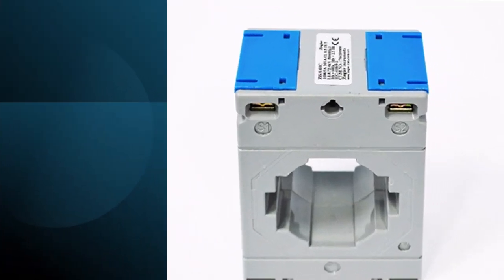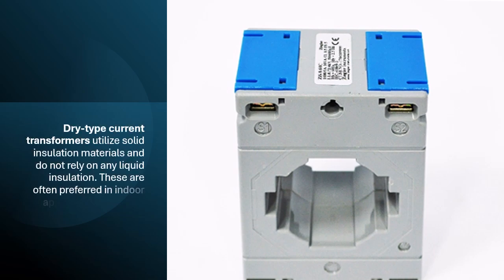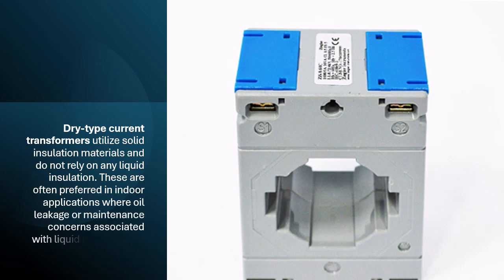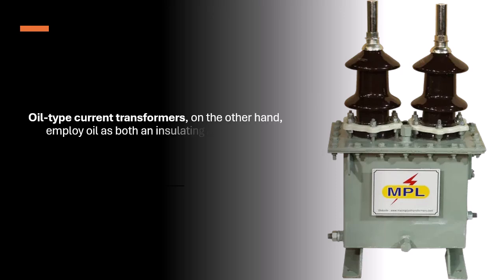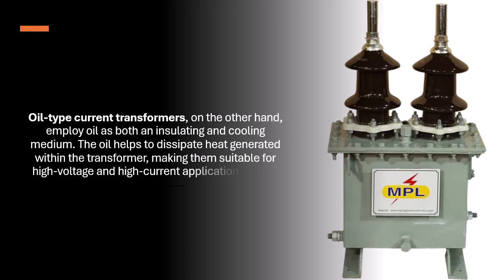Dry-type current transformers utilize solid insulation materials and do not rely on any liquid insulation. These are often preferred in indoor applications where oil leakage or maintenance concerns associated with liquid insulation are undesirable. Oil-type current transformers, on the other hand, employ oil as both an insulating and cooling medium. The oil helps to dissipate heat generated within the transformer, making them suitable for high voltage and high current applications where significant thermal stresses can occur.